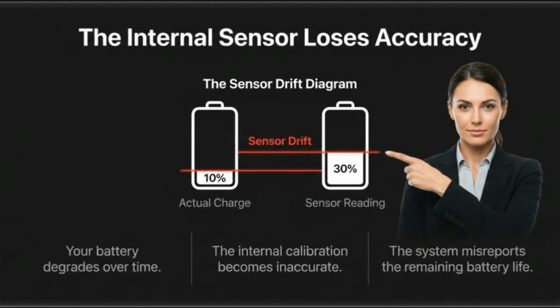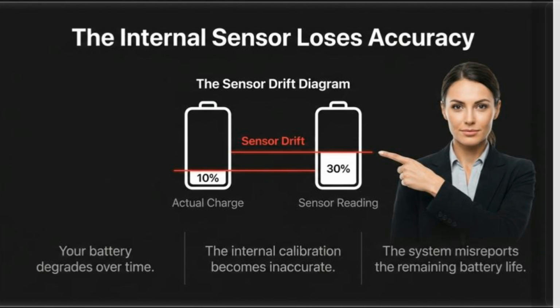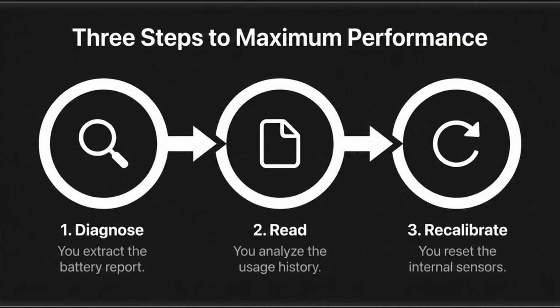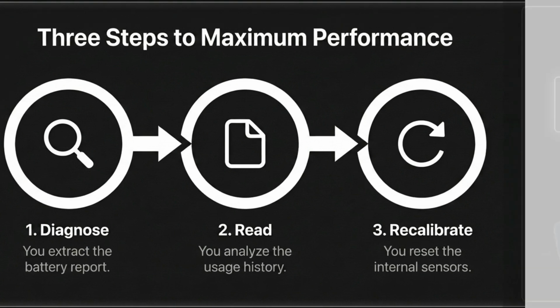Over time, your laptop's battery can degrade. Internal sensors may lose accuracy, leading to sensor drift, where the system misreports the remaining battery life. To achieve maximum performance, follow these 3 steps. Diagnose by extracting a report, read the usage history, and finally, recalibrate the sensors.